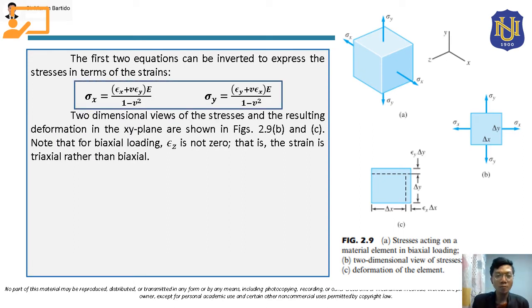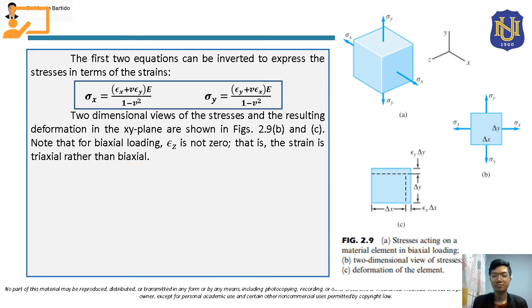So take note, class, that for biaxial loading, epsilon z, or the strain in the z direction, is not 0. Although the normal stress in the z direction is 0, there will still be a strain in the z-axis due to the stresses in the x and y direction. So we have a formula for epsilon z. That is, the strain is triaxial rather than biaxial.